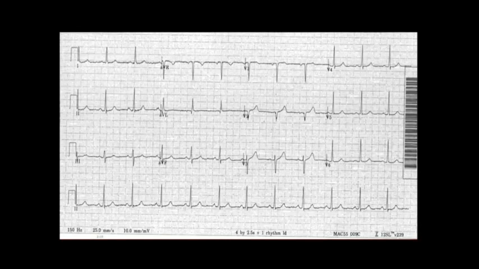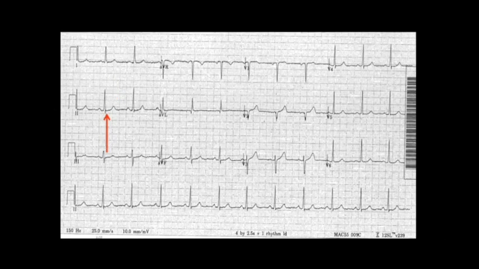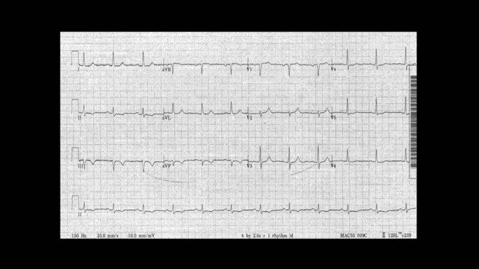Let's take a look at this a little closer. Here's an example of a normal EKG. Note that the T waves are upright, the ST segments line up with the baseline, there are no ST depressions or elevations, and there are no Q waves. Now, let's take a look at some abnormal EKGs.